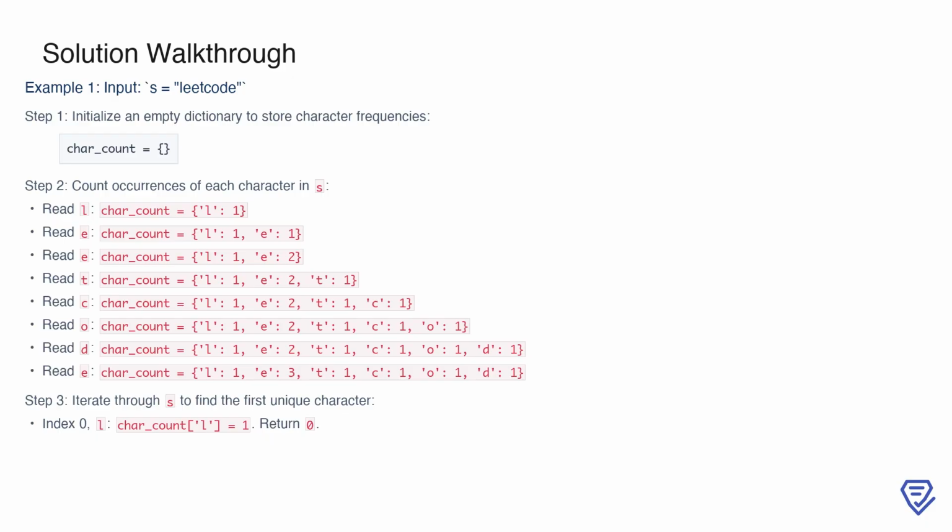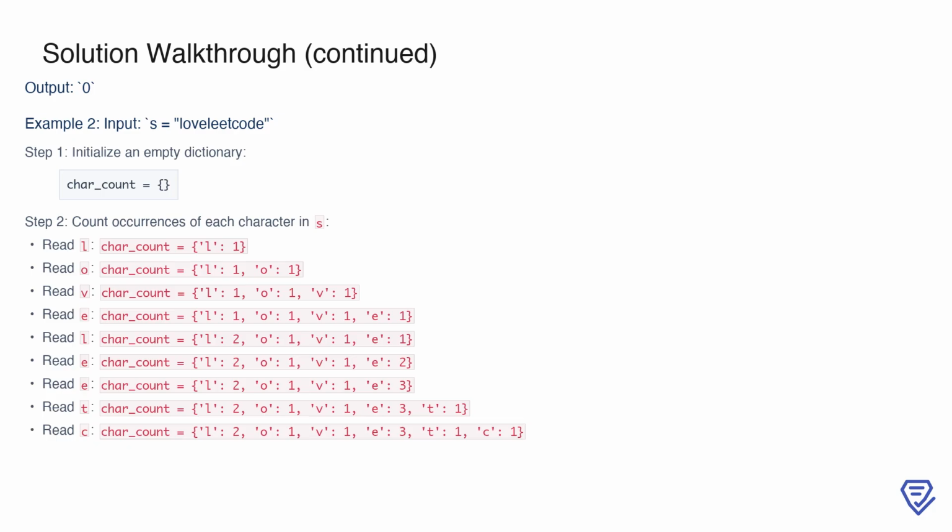After building the frequency map, we then iterate through the string again, checking the count of each character in the dictionary. The first character with a count of 1 is our answer. In this case, the character L at index 0 is the first unique character, so we return 0. Here, the output for the first example is 0.